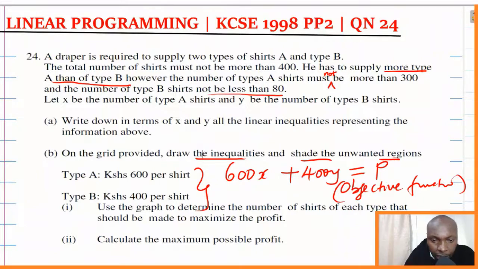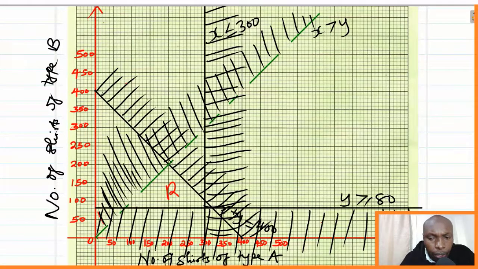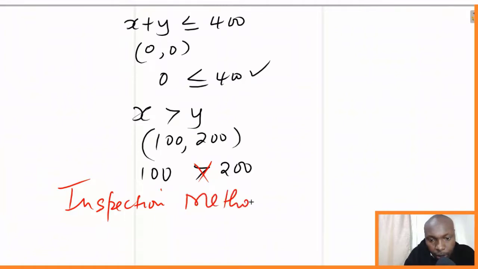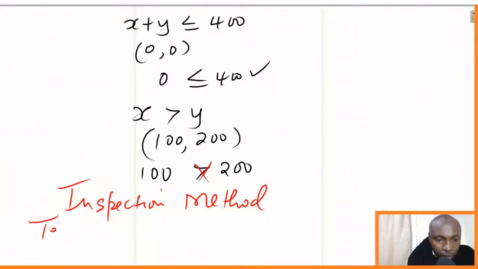Now use the graph to determine the number of shots for each type that should be made to maximize the profit. Now using the graph, we are going to use the inspection method. There are various methods. You can use the sliding line or the inspection method. Now in the inspection method, we consider the feasible region, the required region, and then we test the corner points.